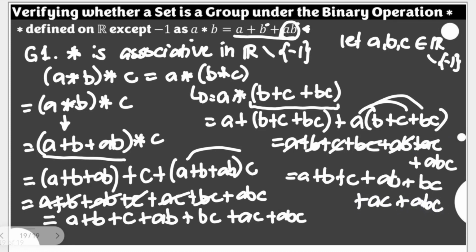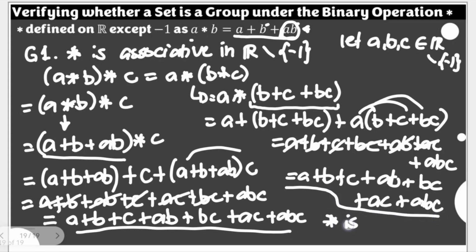We could see that the result for the left hand side is just the same as the result for the right hand side. This means that star is associative in the set of real numbers except for the set containing -1 as indicated in the definition. Now G1 has been satisfied. With this, let's proceed to our G2.